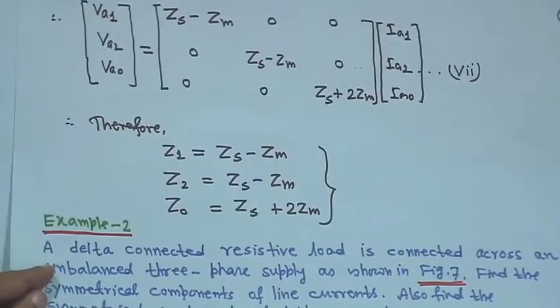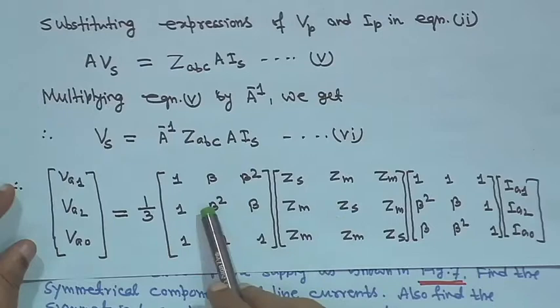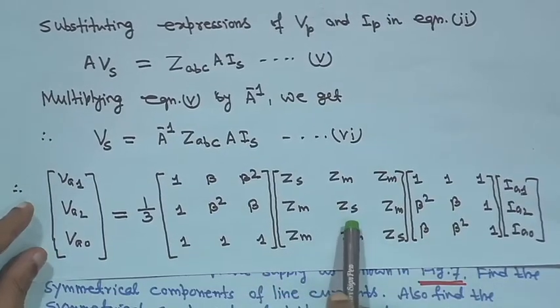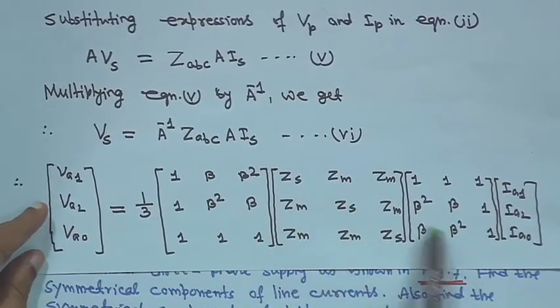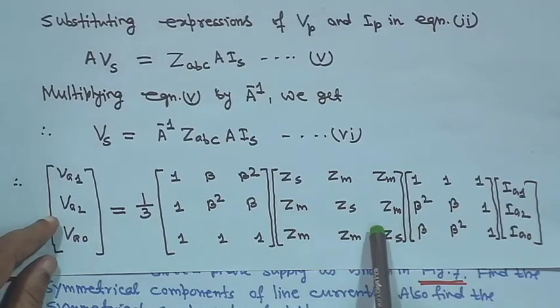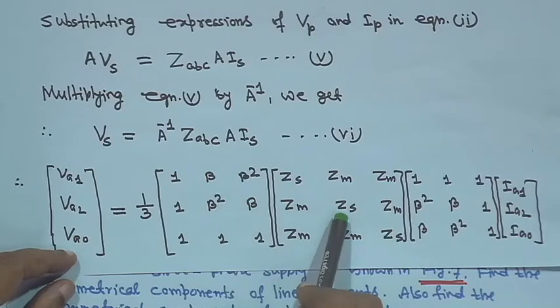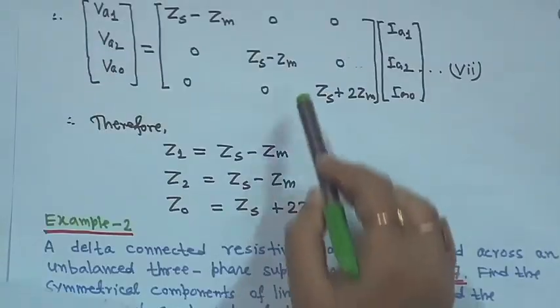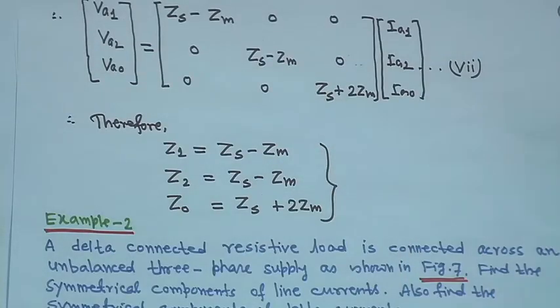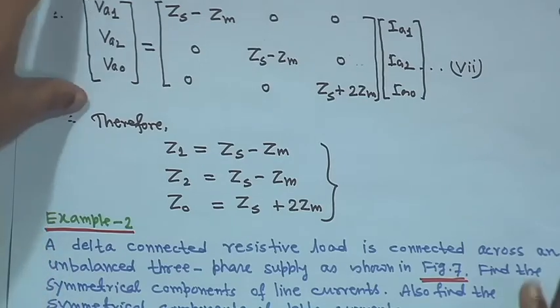Only thing is that this multiplication you have to make in the correct way, because three matrix multiplications are there, and this beta operation you have to manipulate in a better way such that you will get the correct answer. So, next is example 2.